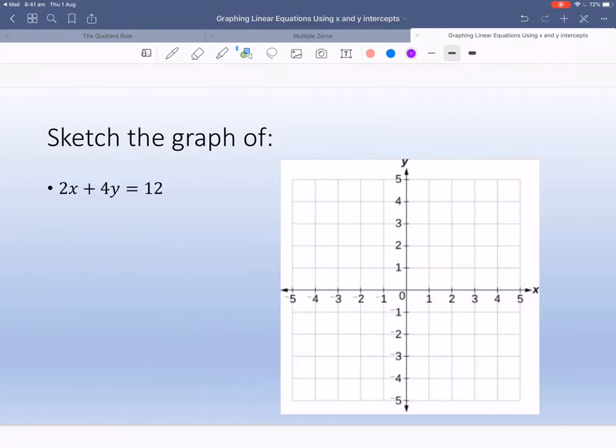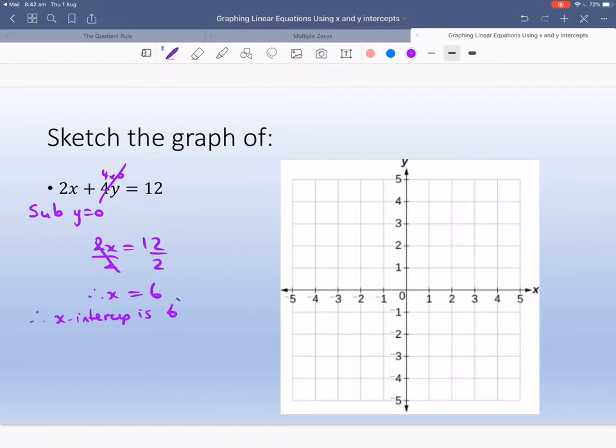Okay, I'm going to show you something slightly harder, but it should be all right. We want to sketch this graph. The first thing I want to do is find the x-intercept, so I'm going to sub y = 0. What's 4 times 0? Anything times 0 is just 0, so that cancels that out. I'm left with 2x = 12. I'm going to divide both sides by 2, so x = 6. Therefore the x-intercept is 6. Let's mark that around here. Because that's 5, 6 will be the next one across.